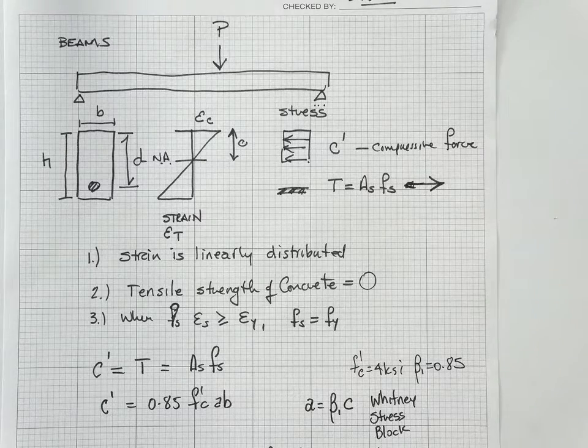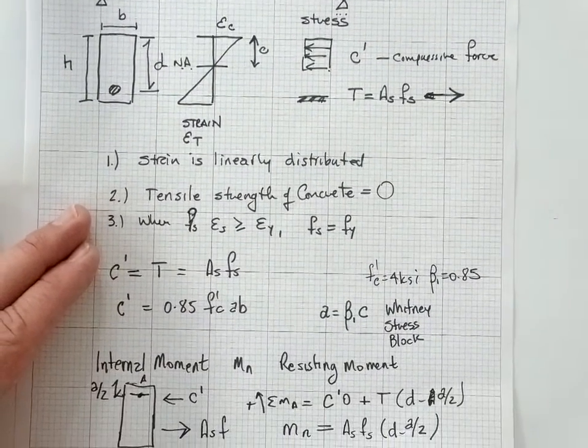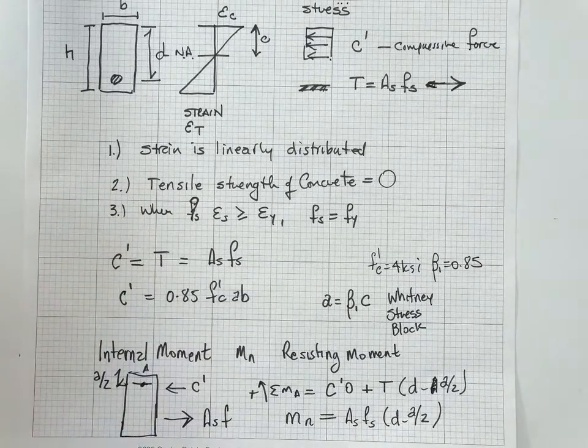All right. So the Whitney stress block is not true. We know it not to be true. But we know it's conservative. Whatever the real value is, it's bigger than that. And so this is what we call a hidden safety factor. It's inside the assumption. Okay? So we've got our two things, and then we can say, well, C prime is equal to T, which means that As fs is equal to 0.85 f'c a b. Then we have another equation.